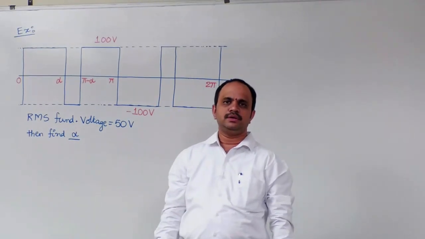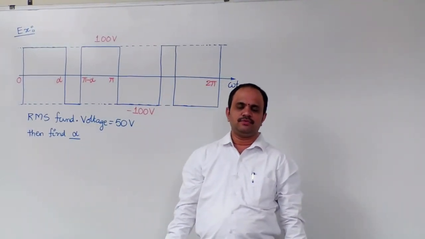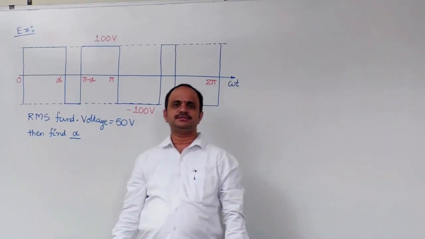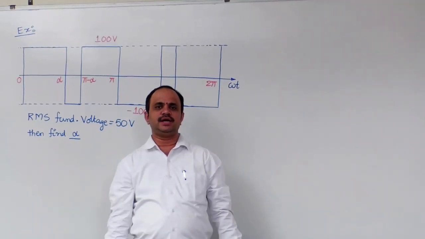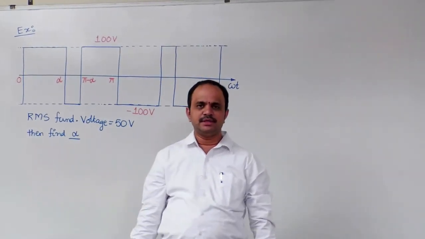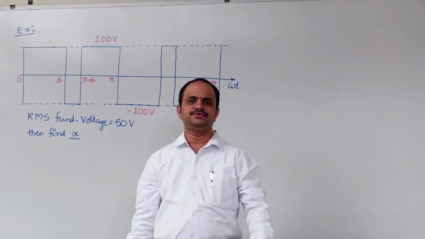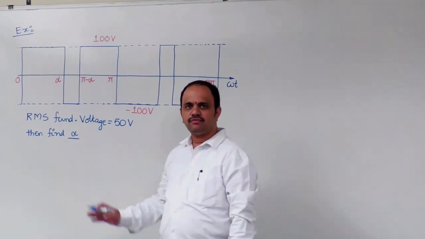Welcome to the next lecture. In the previous lecture, we discussed the drawbacks of power electronics, that is, majorly harmonics, and we saw how to define harmonics and how to find harmonics for some 3 standard waveforms. Now, let us take one more example.